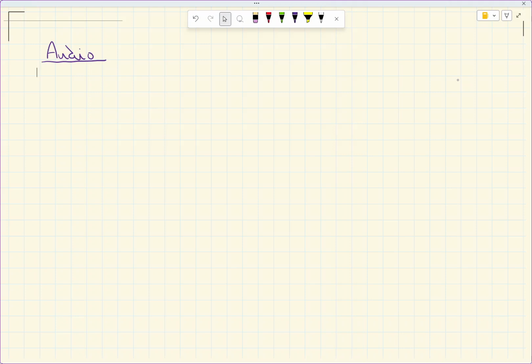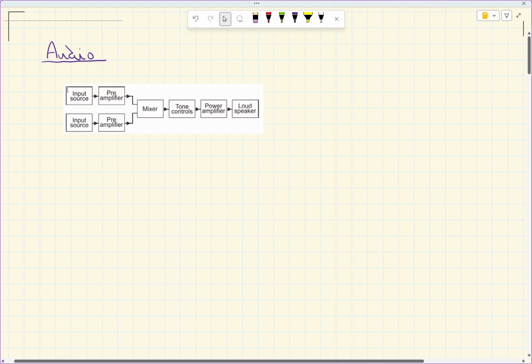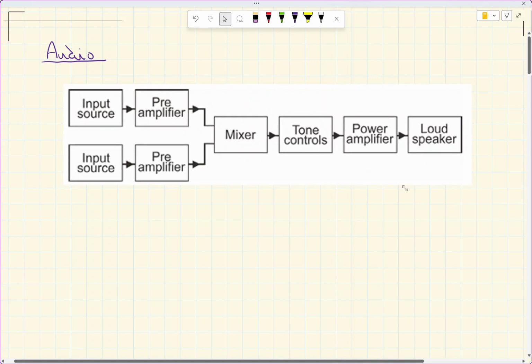Okay, this is the first of a set of videos on audio. So we're just going to go through a little bit of the basics to start with. You do need to start with a general understanding of what each of the blocks in an audio system do.